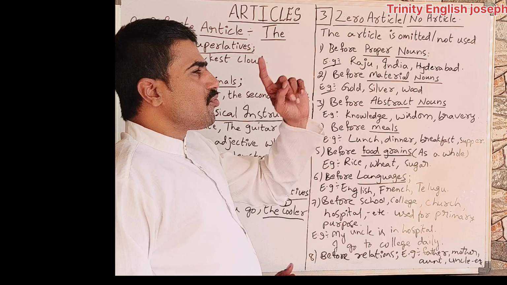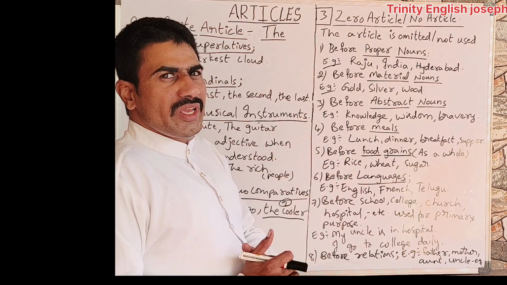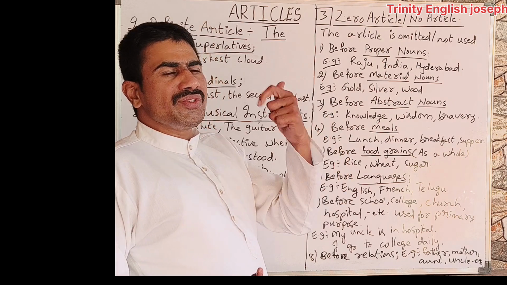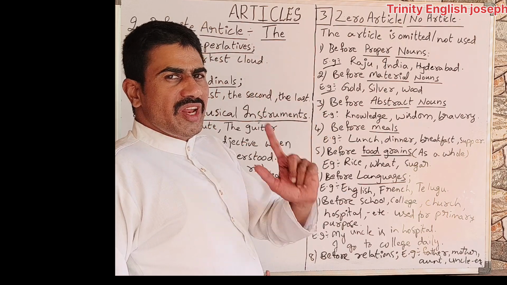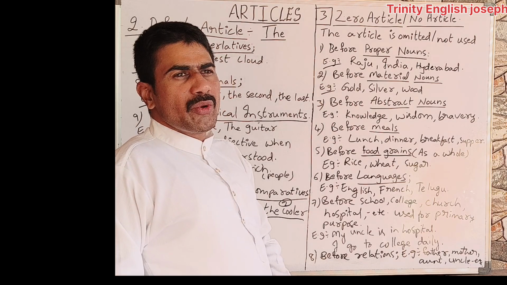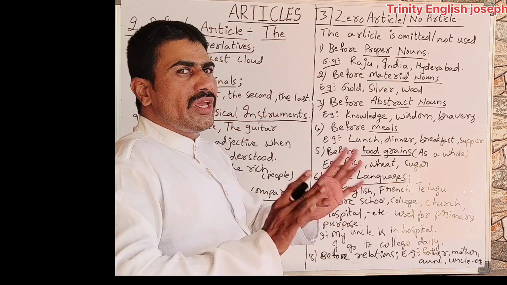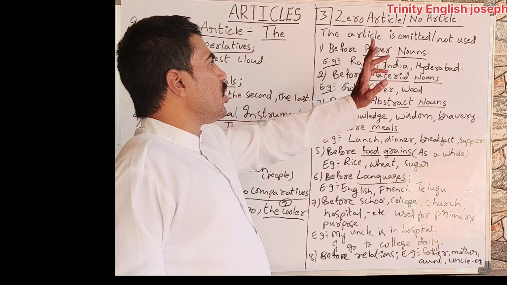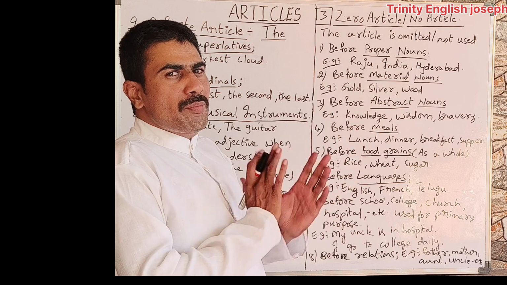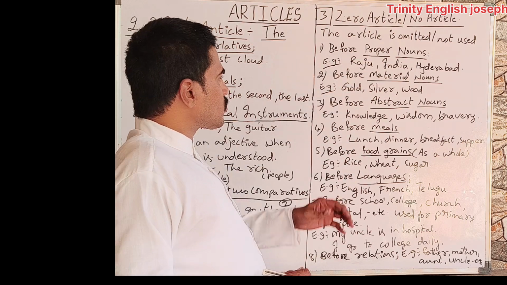Here the first one is before proper nouns. Whenever you have names, especially names of persons and places, specific names of persons and places, basically we don't use the definite article or the indefinite article. So we don't use any article. Here Raju, India, Hyderabad, these are proper nouns, and thus we don't use any articles.